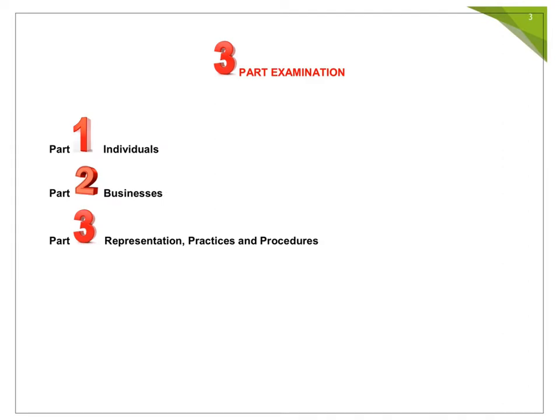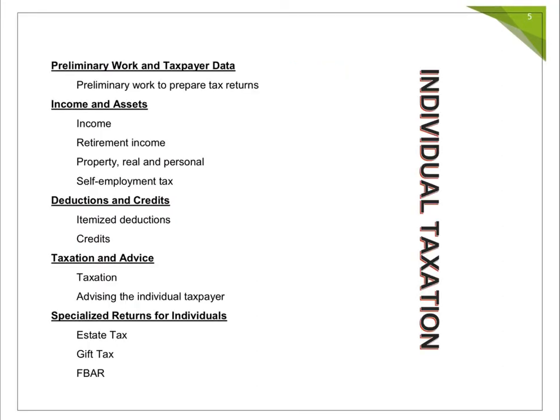So, the enrolled agent exam consists of three parts. As you know, part 1 is individuals, part 2 is business, and part 3 is representation, practices, and procedures. So, individual taxation talks about 5 topics. First, preliminary work and taxpayer data. This is the first and foremost, the warm up exercise kind of thing while starting any individual taxation. It talks about the preliminary work to prepare tax returns.